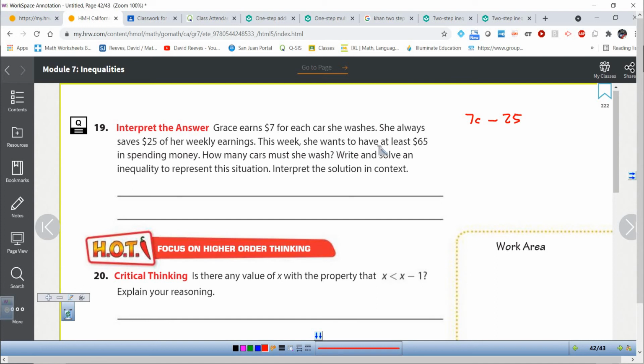And the reason I'm taking that away is because she wants to have $65 in spending money, okay? So if she was going to spend all her money, then we would just have that 7C, but we're going to take away what she's going to save, which means when I go to solve it now, she doesn't have to earn $65. She has to earn what? When I add those together, 65 plus 25, that's going to give me what, 90? All right. So is that correct, right? 5 plus 5 is 10, so 90, and then I divide by 7.